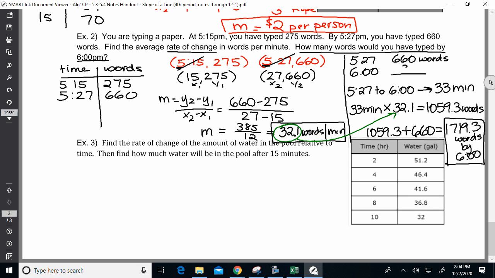But last one. Example 3. Find a rate of change of the amount of water in the pool relative to time. Then find how much water will be in the pool after 15 minutes. So they gave you a table. Time on one side and water on the other. So time is going to represent X and water is going to represent Y.